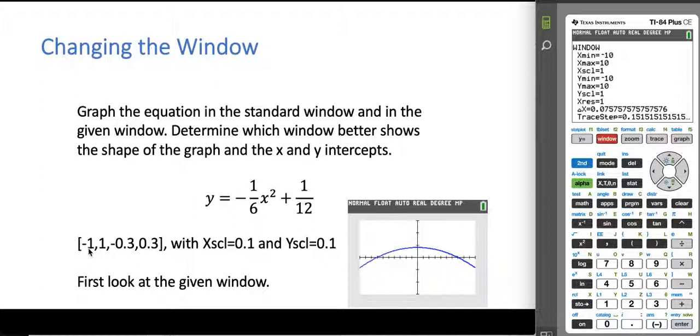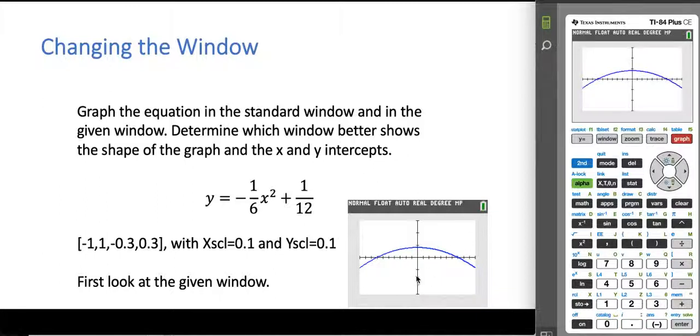These are telling you the x min, x max, y min, y max, and this is the x scale and the y scale. So the x min is -1. Remember to use that negative button and not the minus button. And the x max is +1. Remember the scale is 0.1. The y min is -0.3. The y max is +0.3. And the y scale is 0.1.